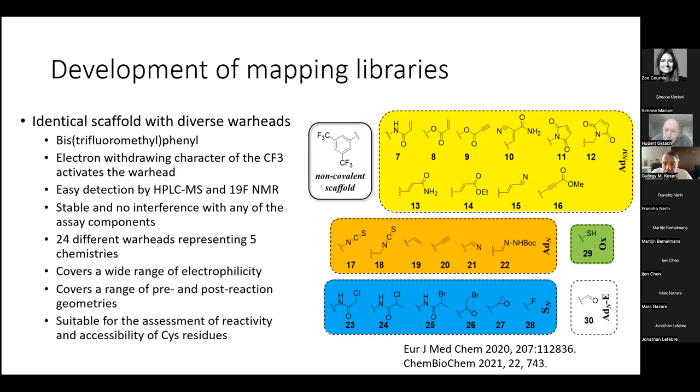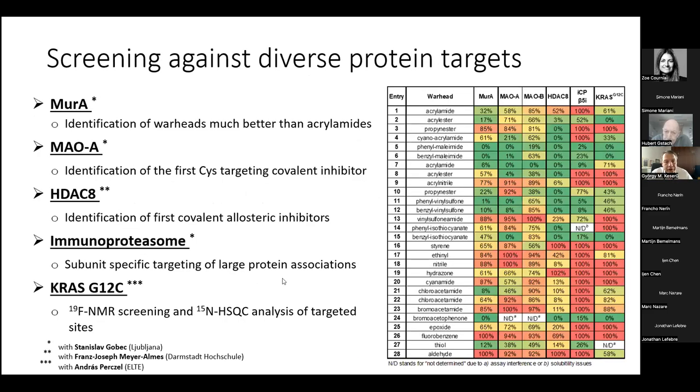So we use this mapping library for the assessment of reactivity and accessibility of cysteine residues at different proteins. On the next slide, I show you just five examples that include MurA, an antibacterial target, MAO, a CNS target, and HDAC8, and I will explain a little bit more about HDAC8 at this stage. You should know that HDAC8 is an oncology target, as is the immunoproteasome. And finally, I also included a couple of slides on KRAS G12C.